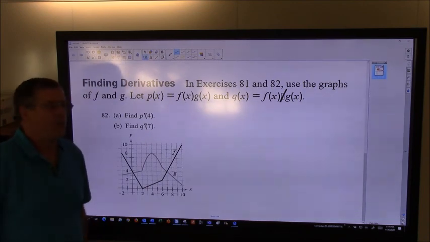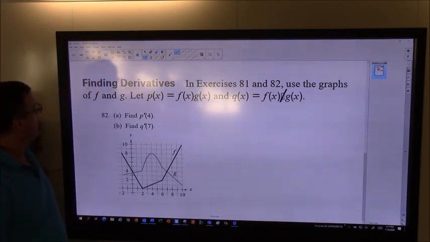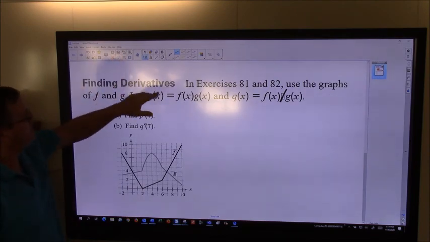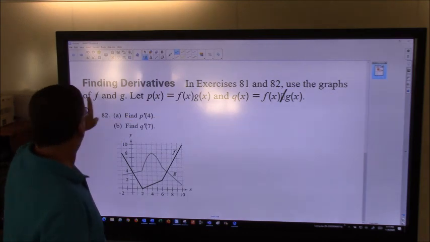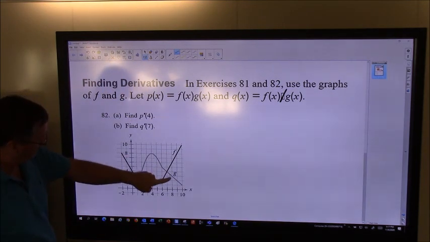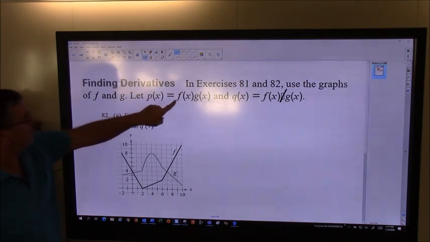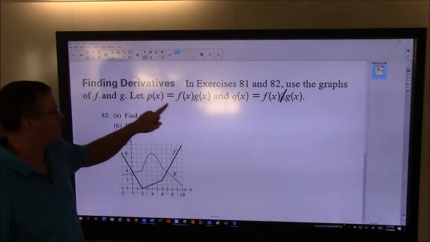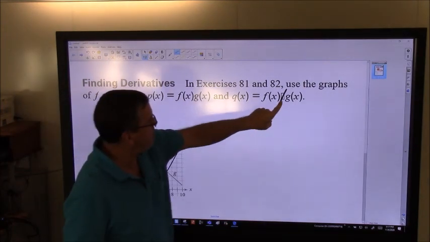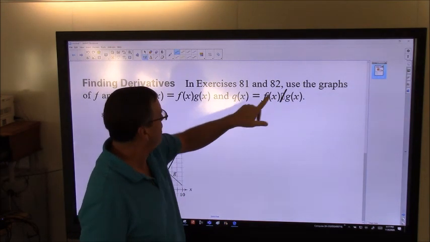All right, so here's a problem that I found in our book, and it'll make us think a little bit. Find derivatives. This is off page 130 in the book. In these exercises, use the graphs of f and g and let p of x equal f of x times g of x. So I think p is for product, since we're multiplying two things. Remember that box means fraction bar? So I just put a fraction bar in there.